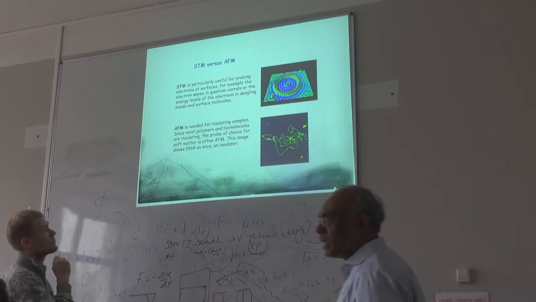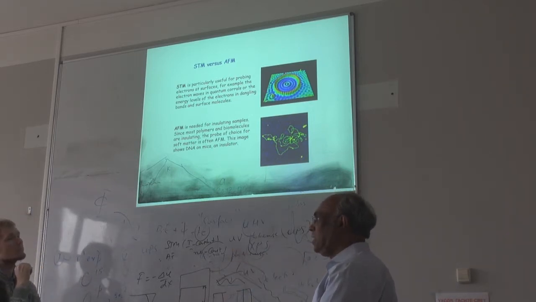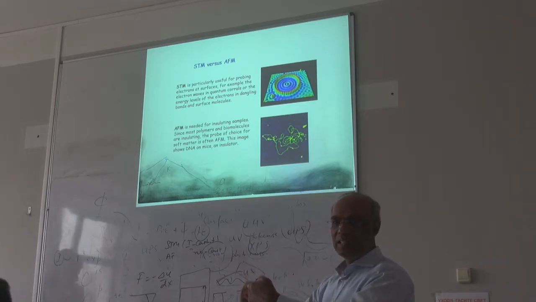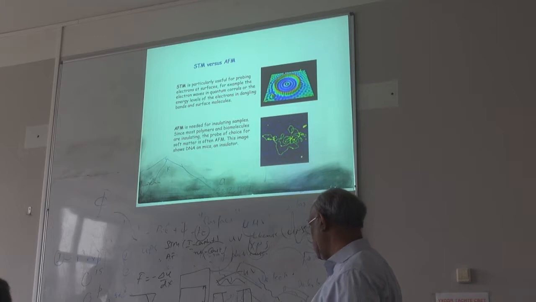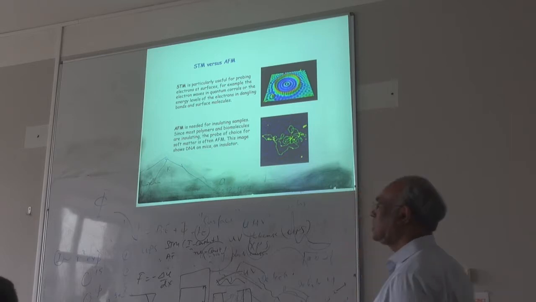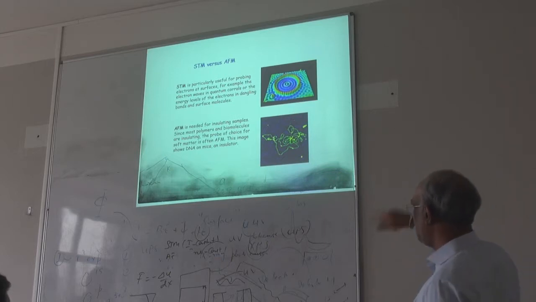So another important thing is, for STM, you need to have a conducting sample, because this is electron tunneling, right? You need to have enough electrons. But the AFM you can do on any insulating material. That's one important difference. STM you cannot do on insulating samples, because you have to have enough electron tunneling, right?